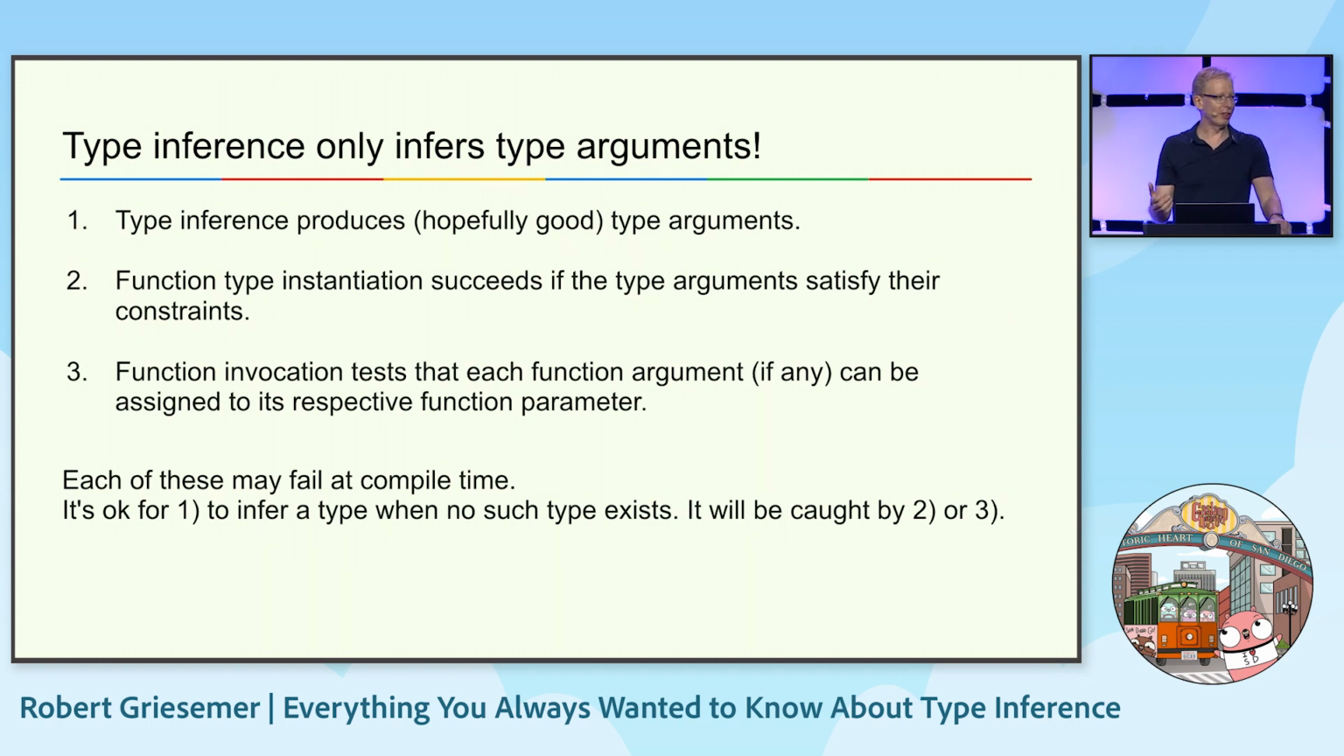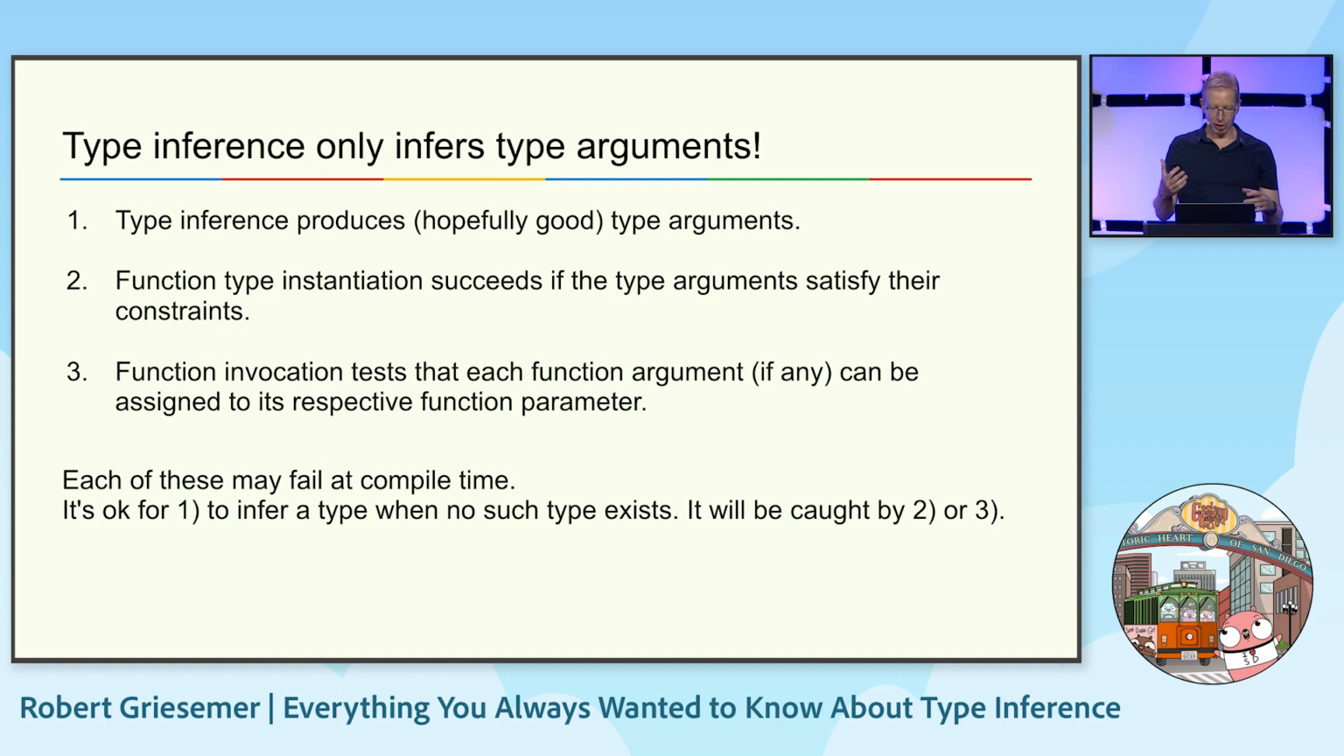Type inference is actually only one small step. It is not the same as type instantiation, and it's not the same as calling a function. And type inference simply gives us hopefully good type arguments. They may be wrong.